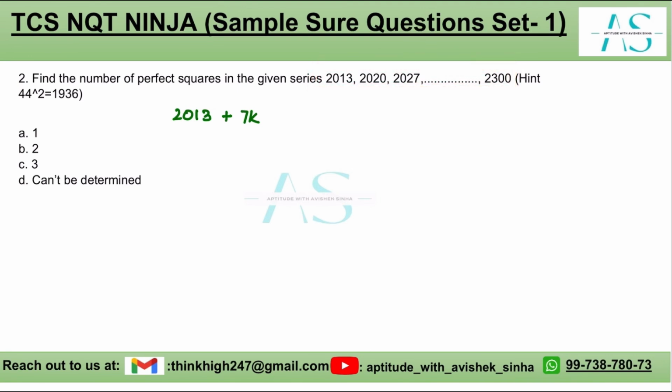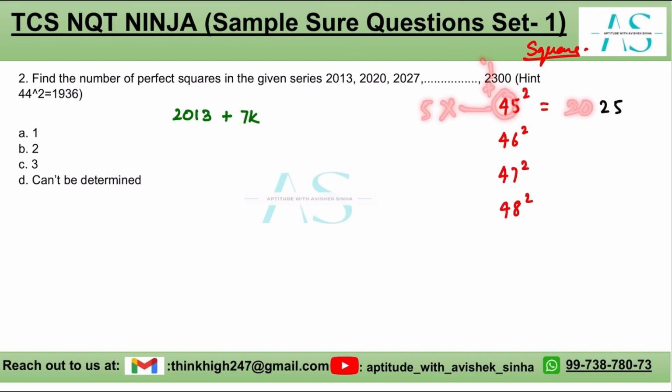Now we have a hint: 42 square, which is 1936. So the next ones we would be focusing on are 45 square, 46 square, 47 square, 48 square. Let's be done with these. Now we are talking about squares, and I'll give you a brief shortcut to solve squares. Any number ending in 5: simply write 25, then take 4, add 1 to get 5, and 5 into 4 gives 20. That is my square of 45.